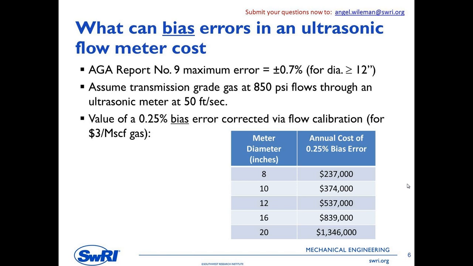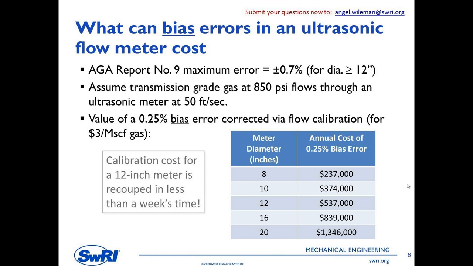Okay, there are lots and lots of meters out there. 12 inches is a pretty standard size. If you look at that number, you can say 537,000. Well, guess what? Cost of a calibration is about a week's worth of that error. So it's good insurance.